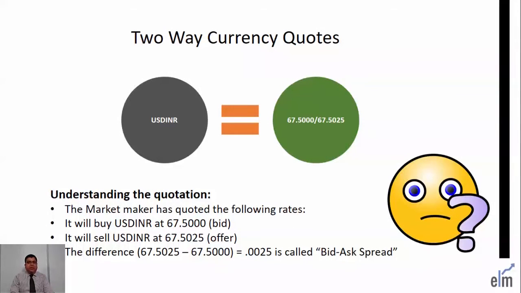The difference between the bid and offer, which is 0.0025 INR, is known as a bid-ask spread. You have to understand that the narrower the bid-ask spread is, the better is the price quotation that you are getting. If you get a very wide quotation, that means either the currency is not very well traded or the demand and supply is not very good.